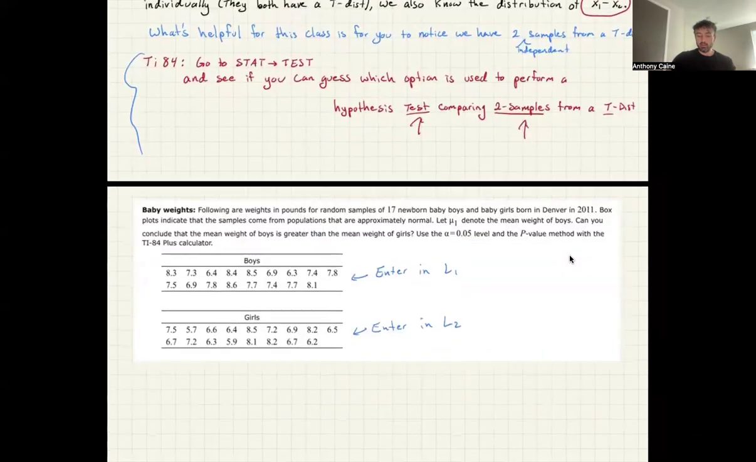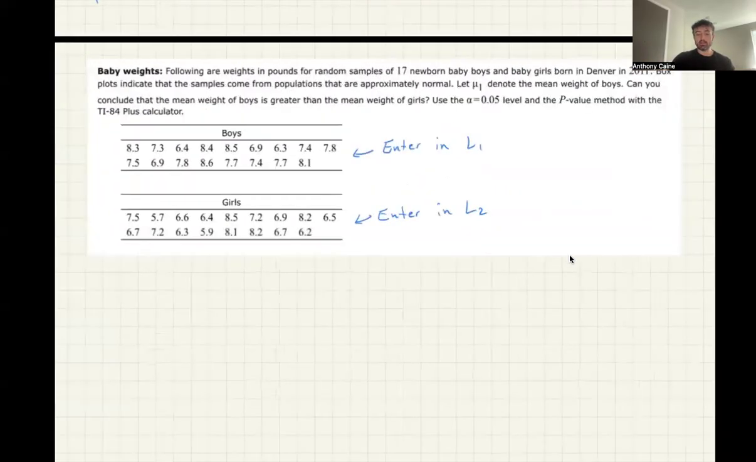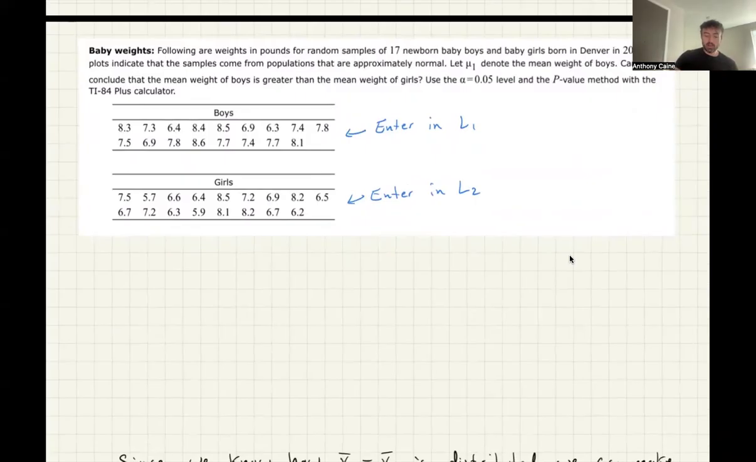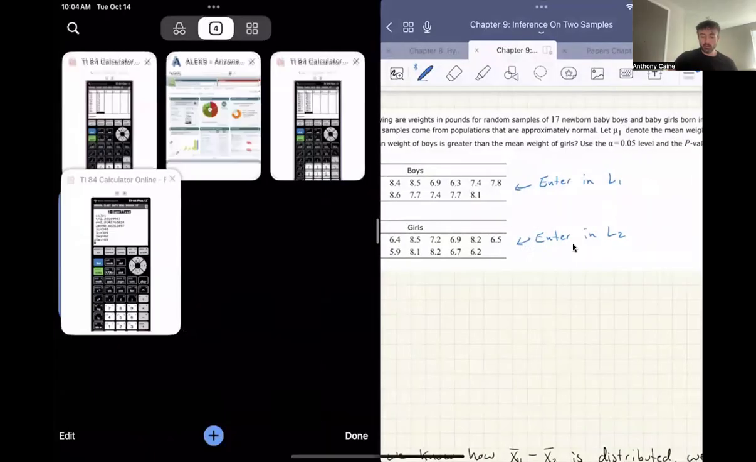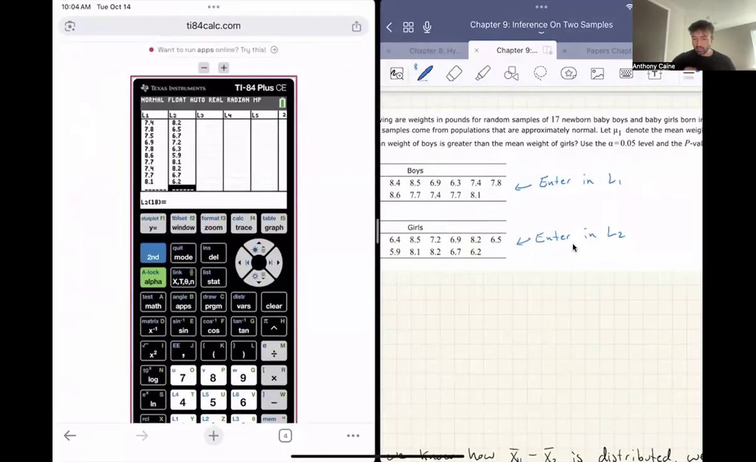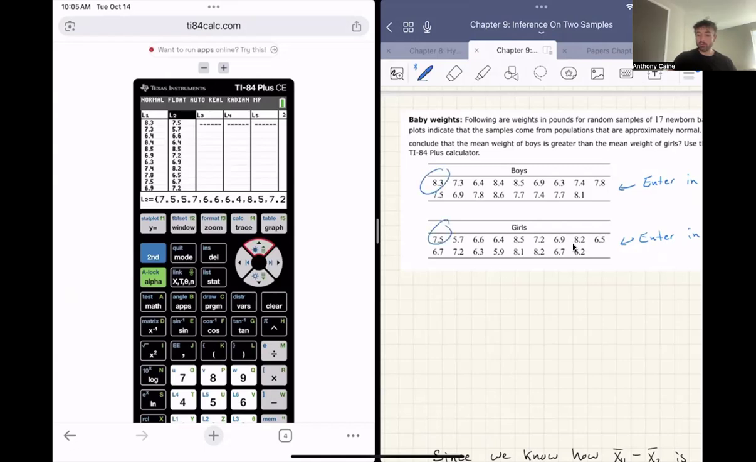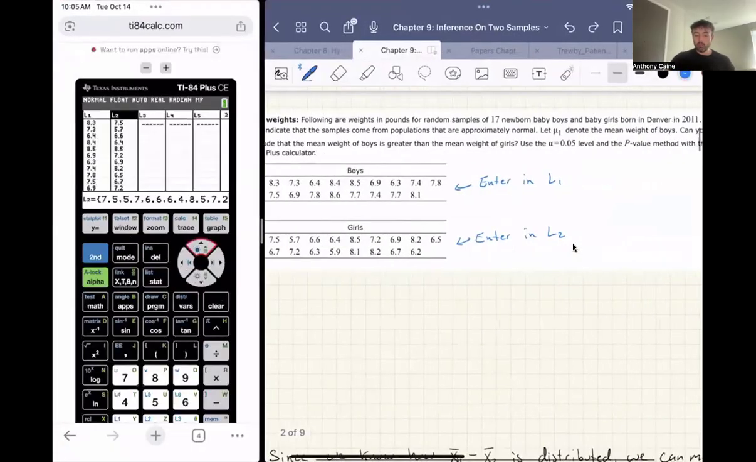You might have to do something like that where you enter the stats. I did this ahead of time, but we're going to enter this in L1 and L2. So let's pull that up. This is why I pulled up a new calculator. I entered it, right? It begins 8.3 for the boy list and 7.5 for the girl list. So we have some data, and what's happening here?